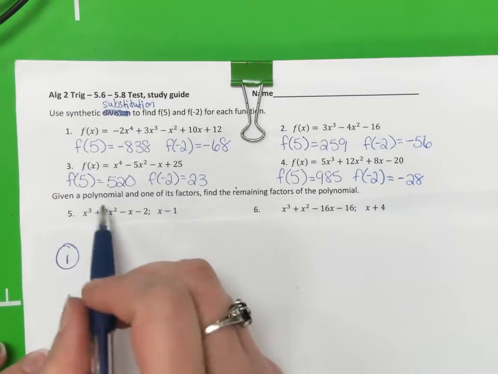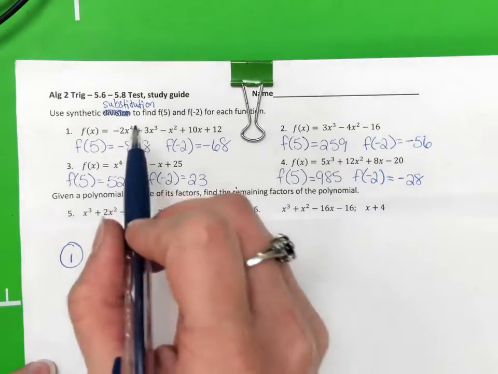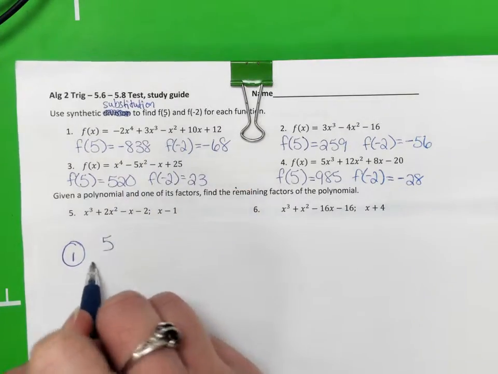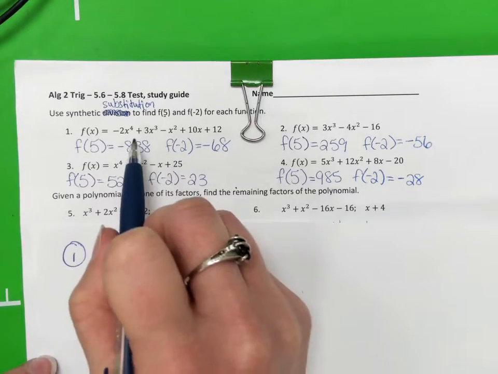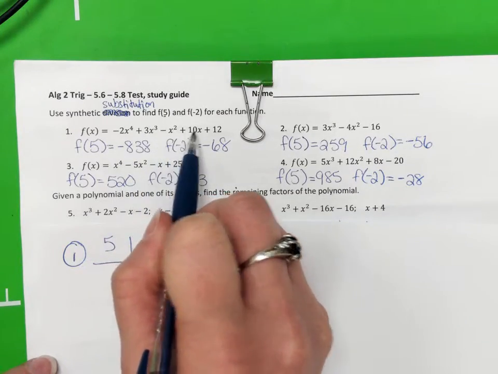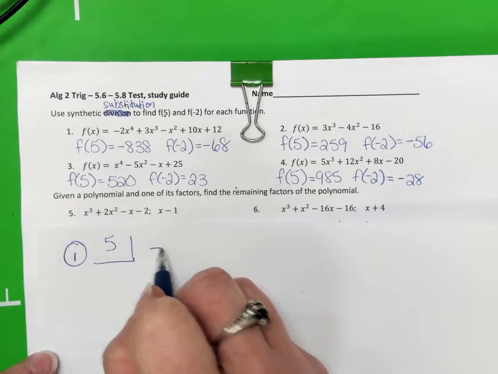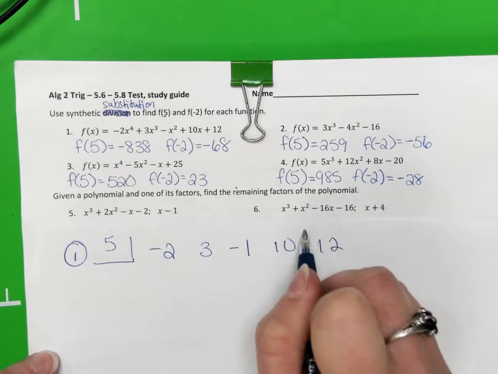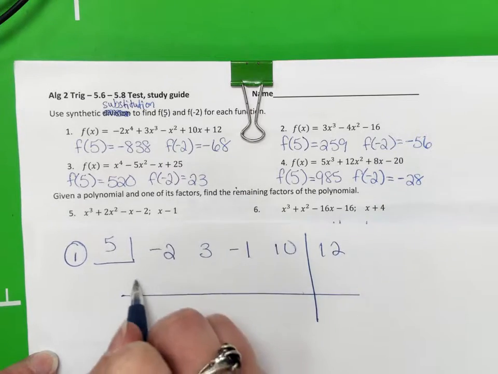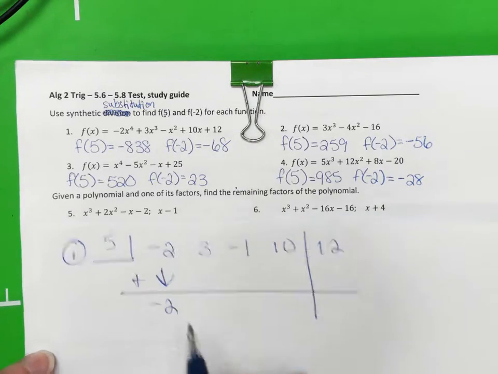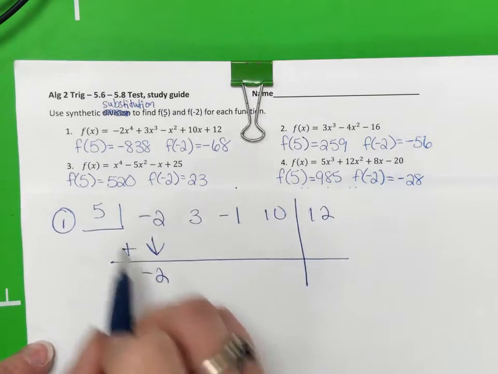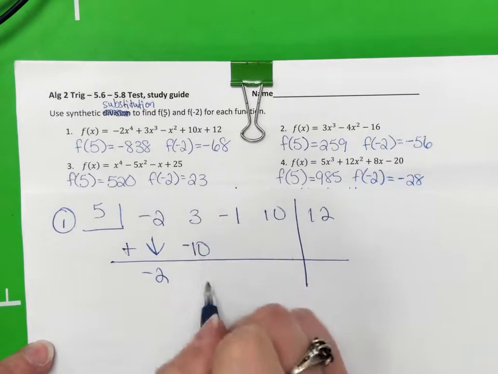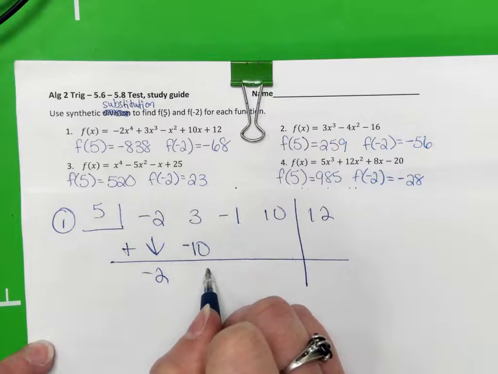All right, here we go. So when doing synthetic substitution, what number are you going to plug in? Does it tell you what to plug in first? 5. Here you go. That goes in the little box. Are you missing any exponents on number 1? So I got -2, 3, -1, 10, and 12. Bring down the -2, multiply by the 5, and you get how much? -10. Add 3 plus -10.